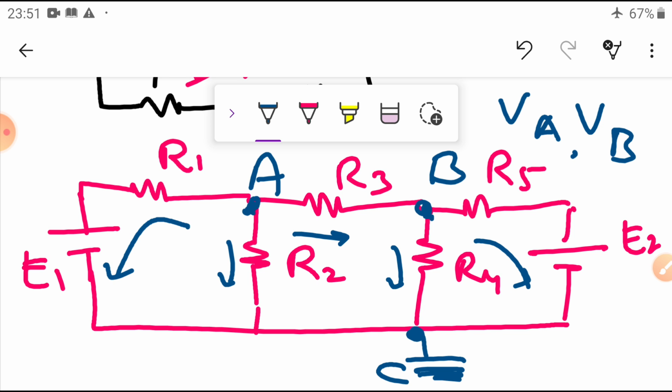Okay, so this is the basic circuit. Once again you remember that. So you take the common node.